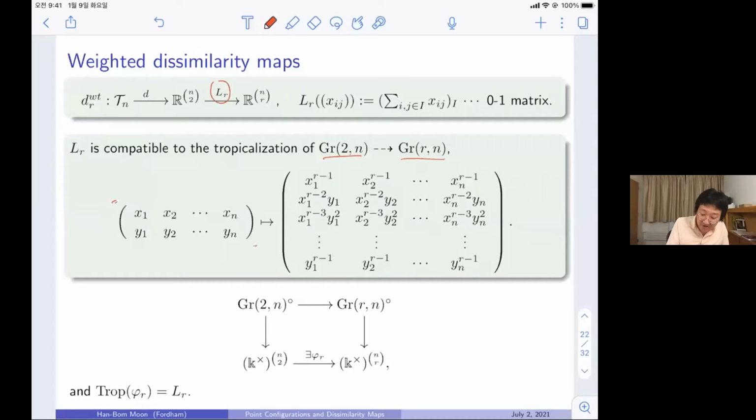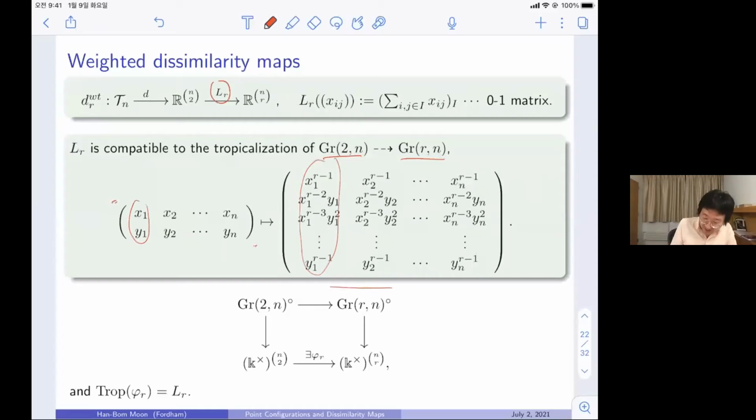Take a matrix representation of one element in Grassmannian G(2,n). Then for each column, we are going to take a standard Veronese map to R-dimensional vector space. So for each column, we are going to replace it by the degree R-1 monomials generated by these two variables. Then we have a rational map from Grassmannian G(2,n) to Grassmannian G(R,n). But if we take the intersection with the standard torus in the affine cone, then this is indeed regular.